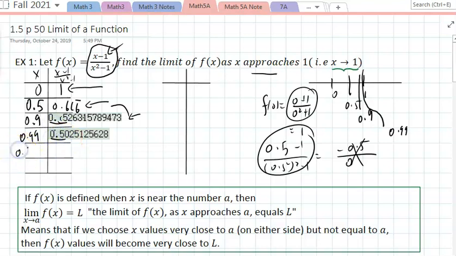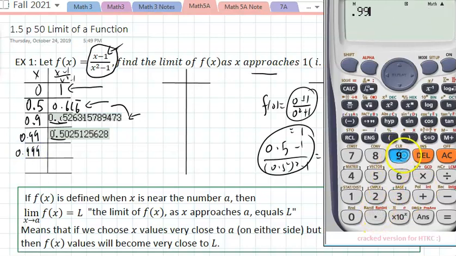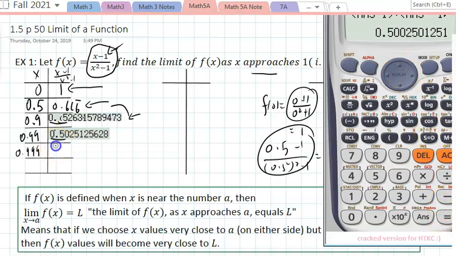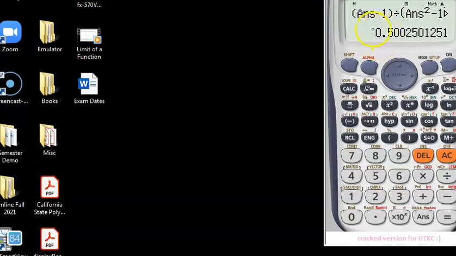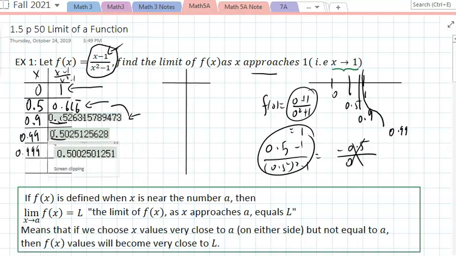What if I go for 0.999? Plug it in. So for now, things are confusing. Bear with it. We're just trying to figure out if this is leveling off. And do you see that this is now accurate to 2 decimal places?